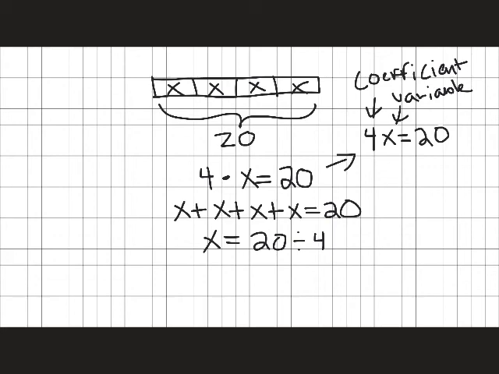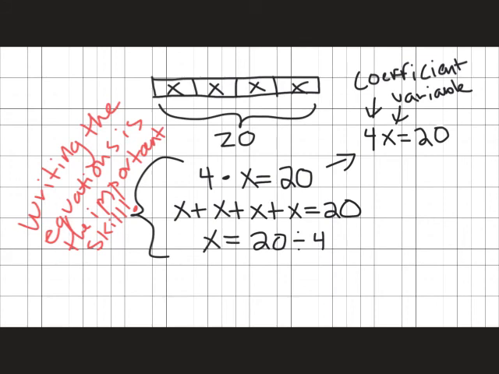So the point here really isn't to find the 5. The point is to feel comfortable understanding how all these different representations are related. So writing the equations is the important skill I want you to work on, not just finding the answer. Although we will be doing that too, of course.